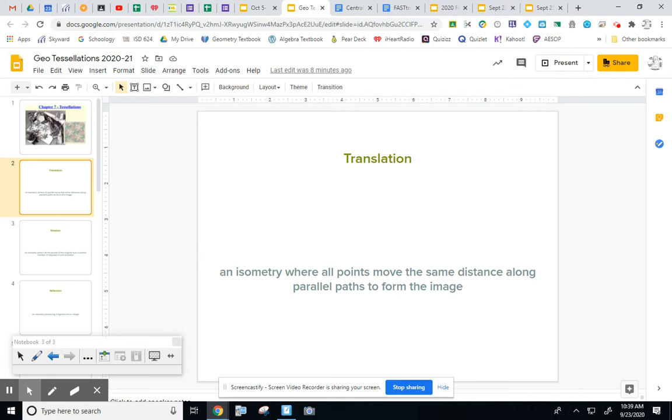It's not something that you need to like exactly memorize, but where all the points move the same distance along a parallel path to form the image. Okay, so the image stays the same. Every point and every part of the figure is being shifted the same distance.